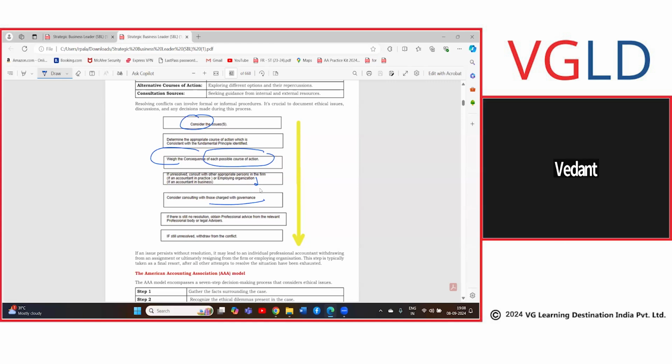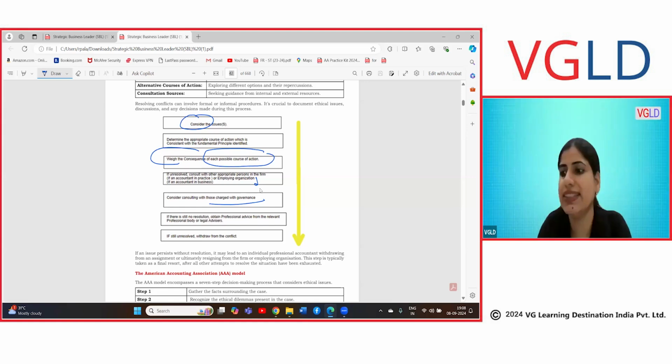Yes. Those charged with governance are the people who manage the overall internal control of the organization. They set the tone at the top, and they are basically the governing body who manage the overall functions of the organization. They are the top body to whom we can report whatever wrong is happening at the end of management.